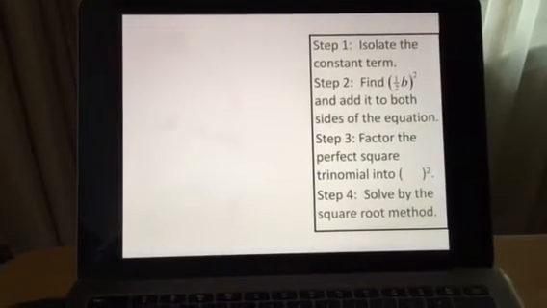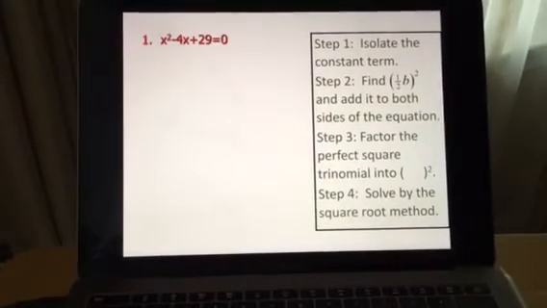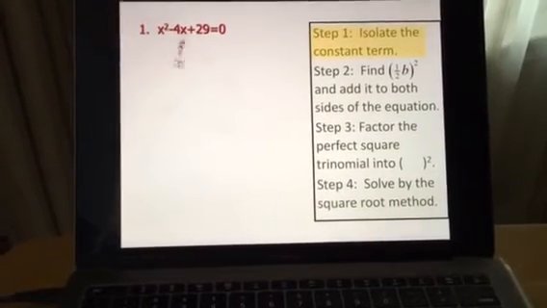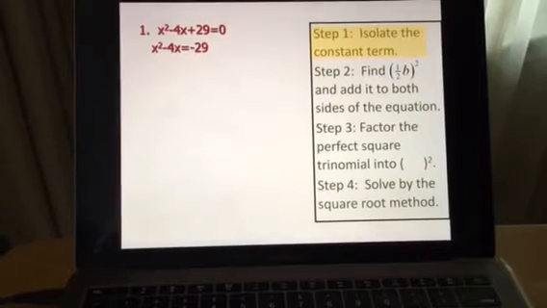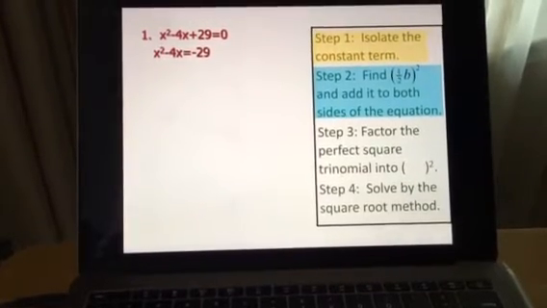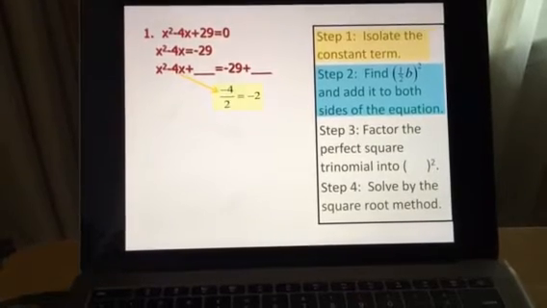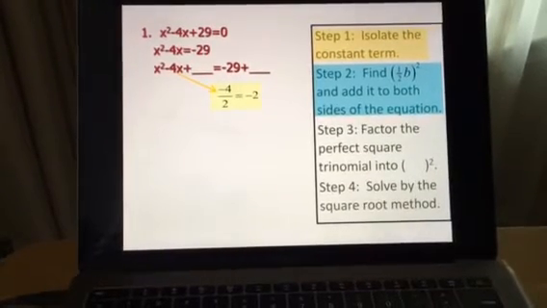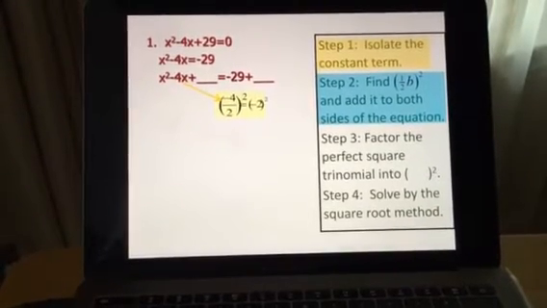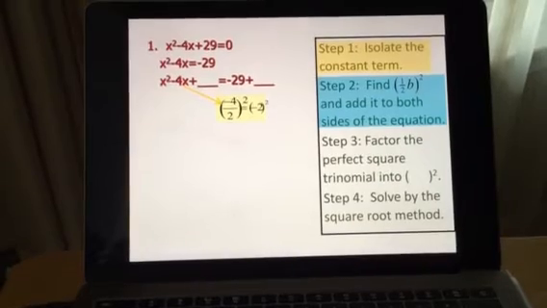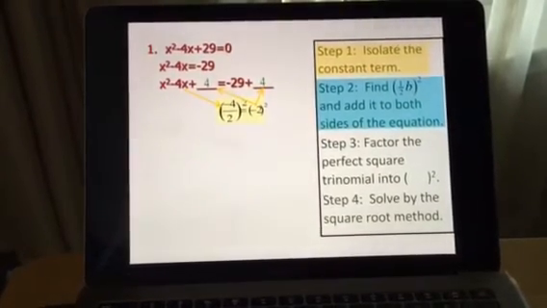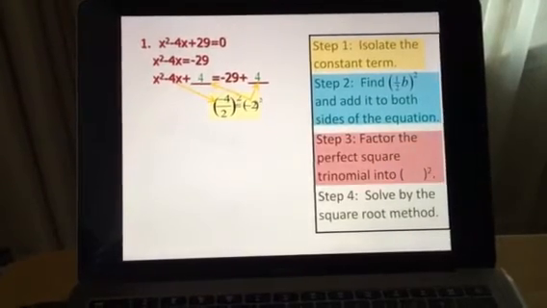Let's try another one. Step 1, isolate the constant term. Let's move it to the other side. Subtract 29 from each side. We have x squared minus 4x is equal to negative 29. Next step, we're going to take half of our linear term, which is the term that has the x. So half of that is going to give us negative 2. And negative 2 squared is going to give us 4. So we're adding 4 on both sides.